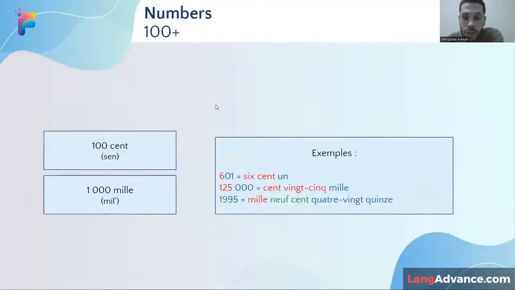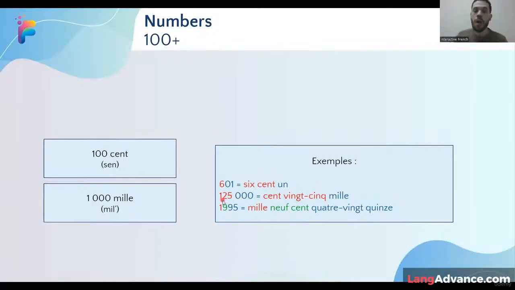Now we can also say dix mille, onze mille, douze mille, cent mille, and so on, right? That also works. So for instance, if we want to say 125,000, that would be cent vingt-cinq mille, right? Again, we read from left to right. Okay, so that was for 100 and plus.